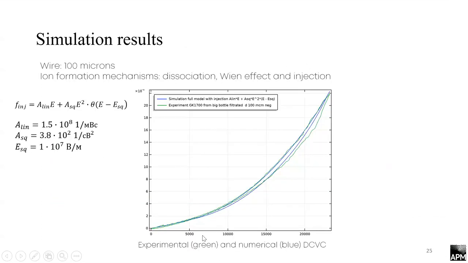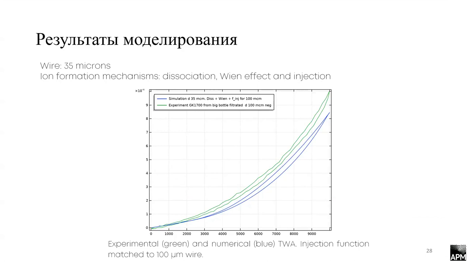And here is the comparison of experimental and simulation current voltage characteristics for 100 microns. I estimated injection function, so the current in simulation and experiment will match. So here is this injection function, and then this injection function I used in another configuration, and here is the result. The injection function obtained for 100 microns used in 35 microns give quite a good agreement, something like 15% discrepancy, but we're not happy with that.